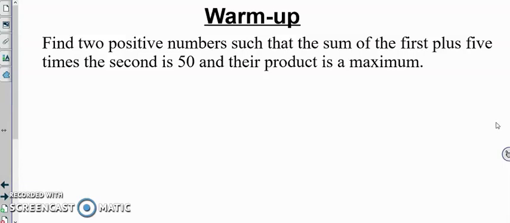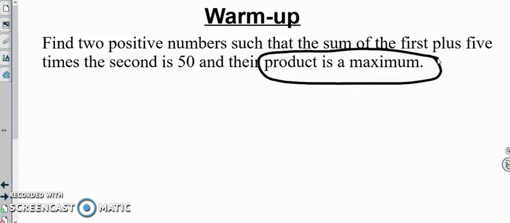All right, so here it says find two positive numbers such that the sum of the first plus 5 times the second is 50, and the product is a maximum. Like I've said in class, your whole goal when it comes to optimization is to figure out, okay, what are you trying to maximize? What are you trying to minimize? In this case, we're trying to maximize the product. So the product of two numbers, we're trying to find the maximum product there.